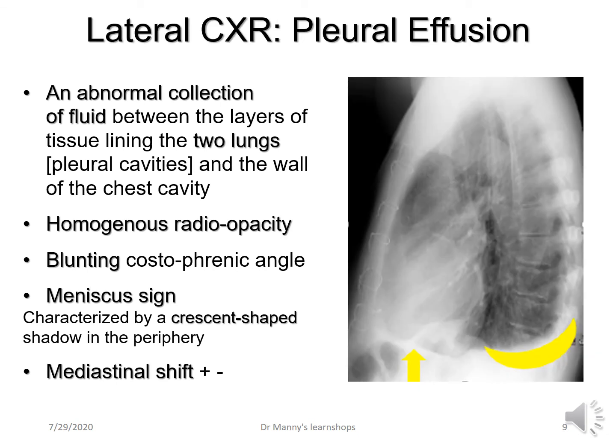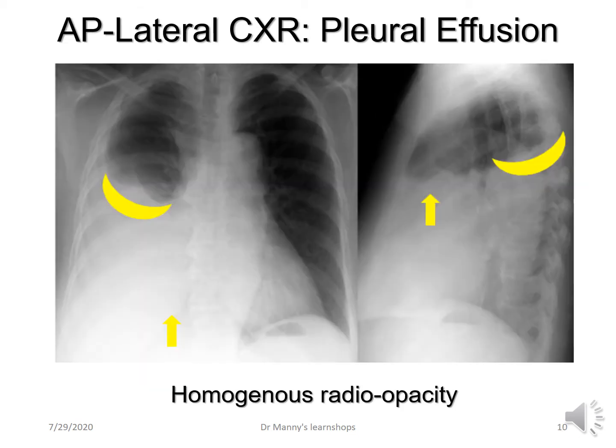If we were to review the pleural effusion on a lateral chest X-ray, you would see similar features: the meniscus sign and blunting of the costophrenic angle. It's homogenous in its radiopacity, but there again you can see the meniscus or the crescent-shaped sign and blunting of the costophrenic angles. Increased whiteness.